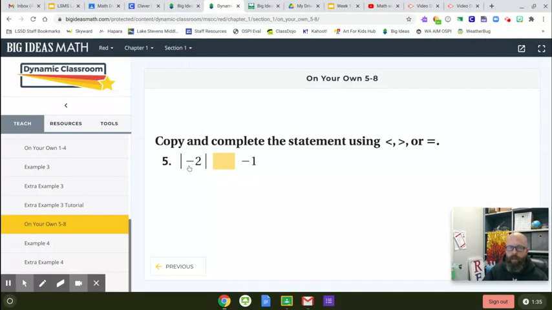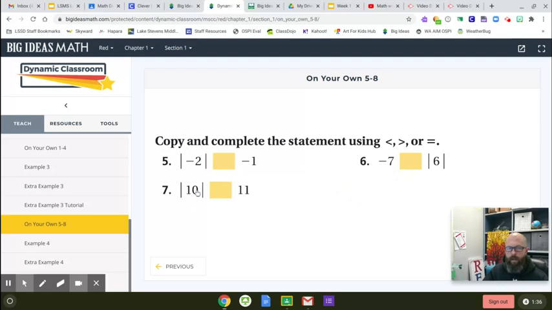So we have absolute value of -2, which is actually 2, and -1. So I know that 2 is greater than -1. We have -6 and the absolute value of 6. Absolute value of 6 is 6, and that is greater than -7. So -7 is less than 6.